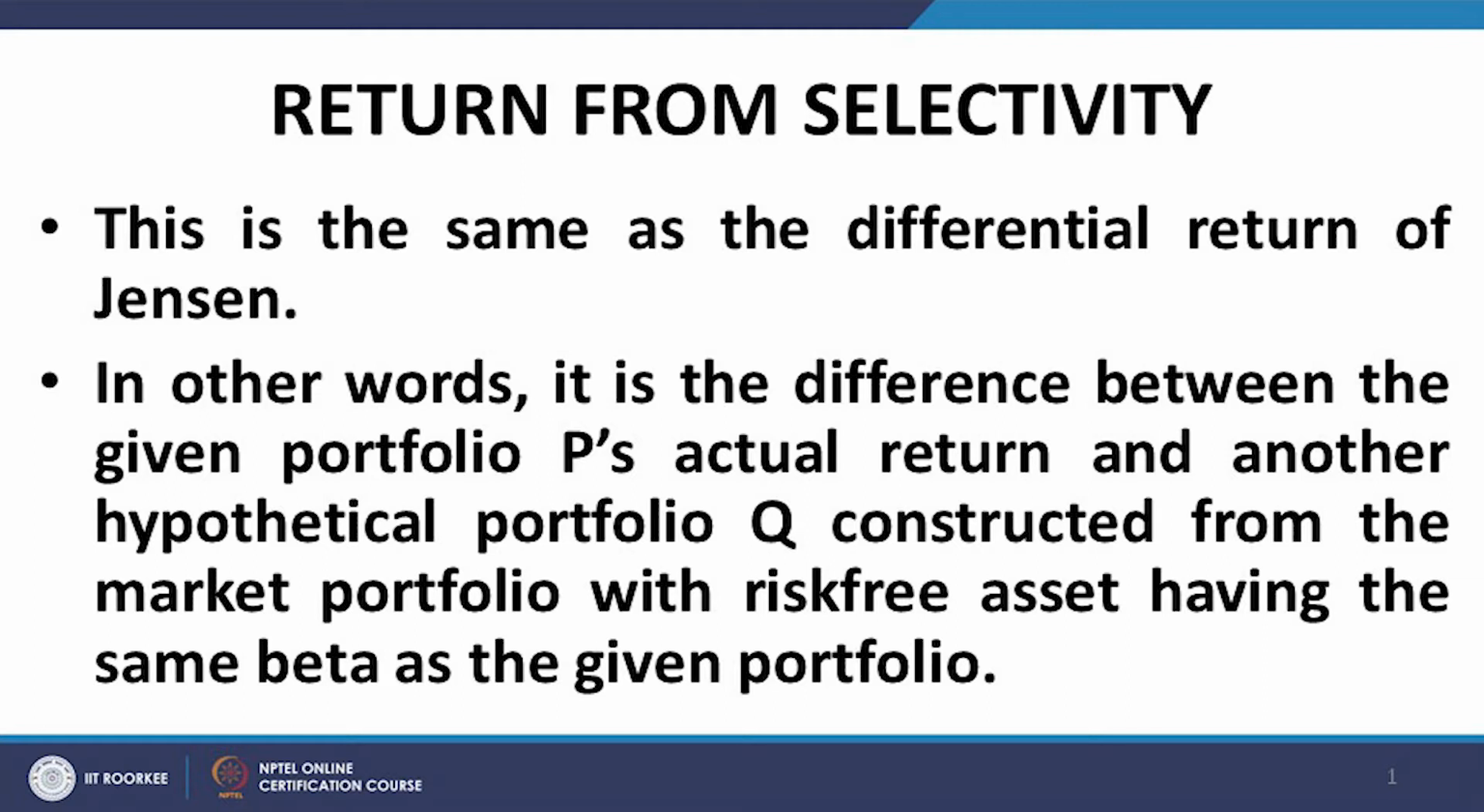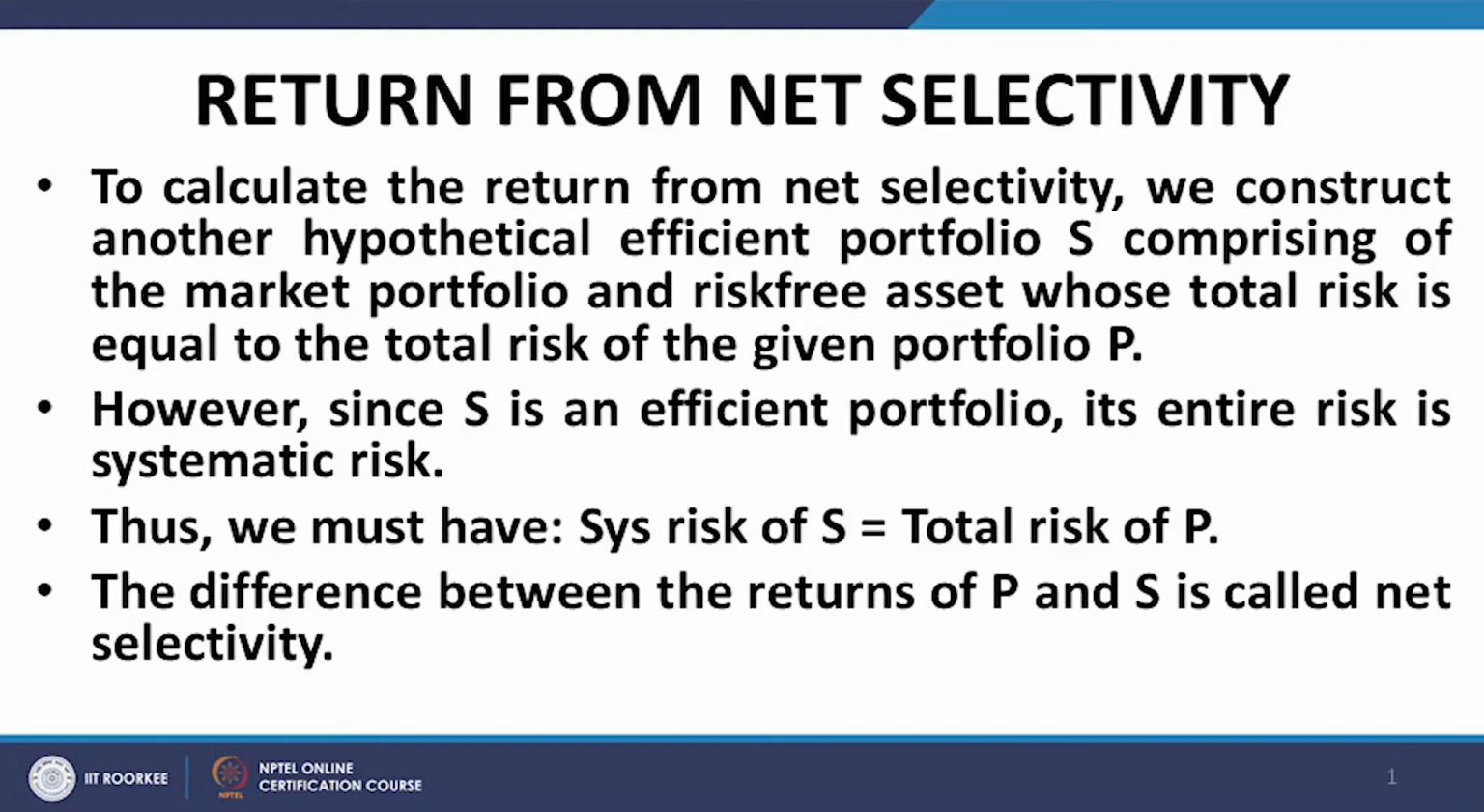So, as far as the return from selectivity is concerned, it is the difference between the given portfolio P's actual return and another hypothetical portfolio Q constructed from the market portfolio with risk free asset having the same beta as the given portfolio, that is, it lies on the line Fm, but it has a beta value equal to the value of the beta of the given portfolio P, and the difference between the returns Rp and Rq gives us the return from selectivity. The return from net selectivity is a bit more interesting.